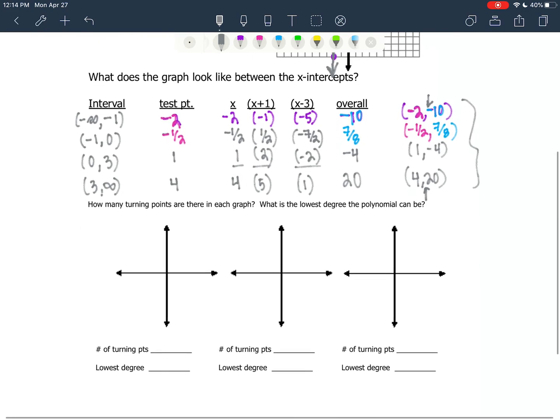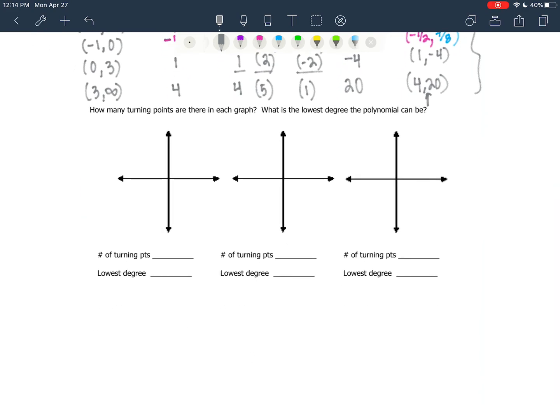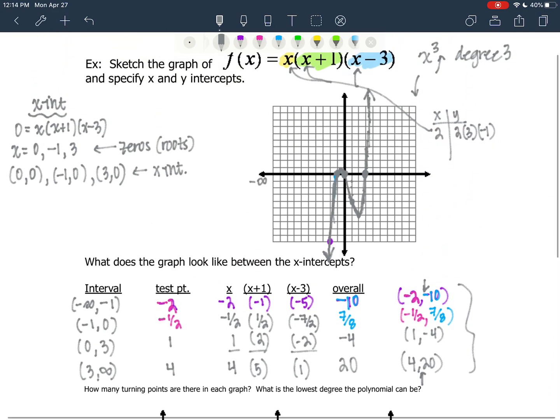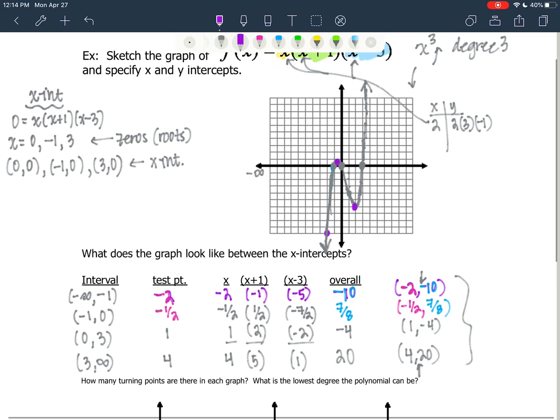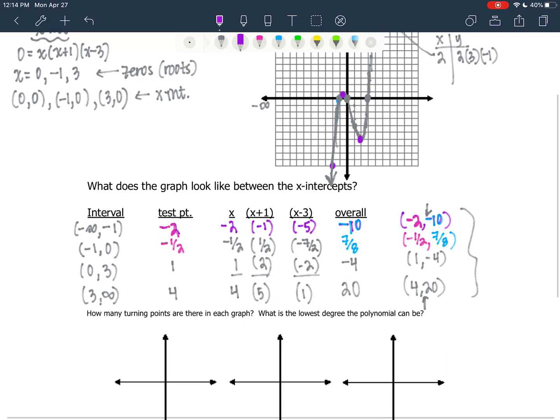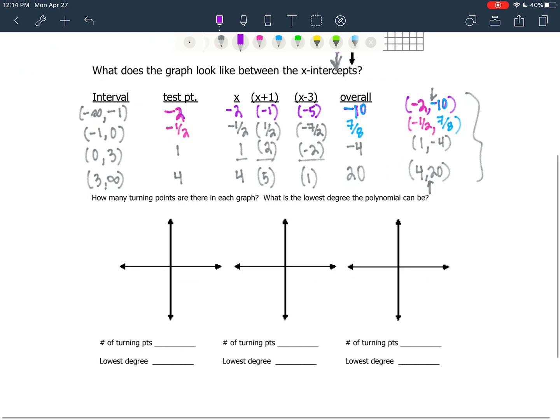Okay, so let's kind of put it all together and see if we can recall how many turning points we have and the lowest possible degree that we would have. So for instance, this was a degree 3 and we had 2 turning points, right? 2 turning points means the lowest degree it could be is a 3, because whatever your degree is, you're going to have at most 1 less number of turning points. So let me draw a picture for you here and I'll tell you what I'm talking about.